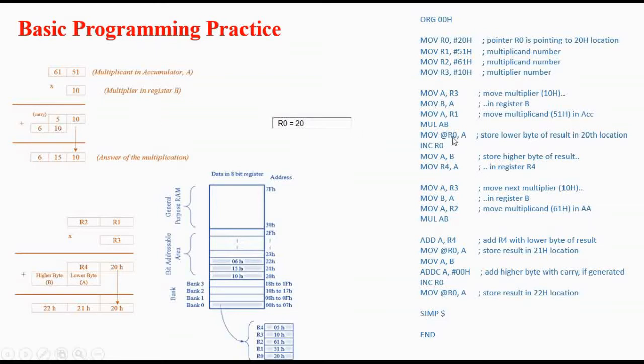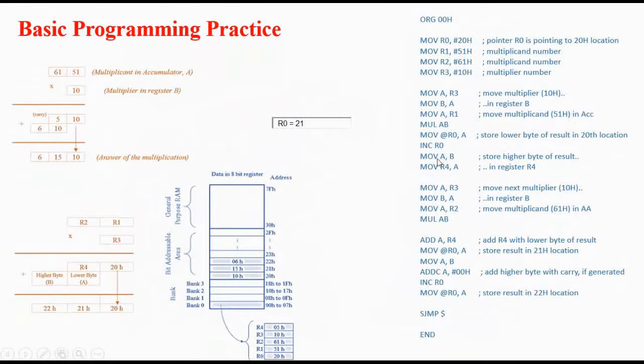Now the content of the accumulator has moved to the address in R0, means the 20th location, means 10h, you can see over here. Then we will increment the content of R0. So the content of R0 is now 21. Then move the content of B into A. So B is holding 5. So 5 will get moved into the accumulator, and the content of the accumulator will get moved into register R4. So register R4 is holding 5.